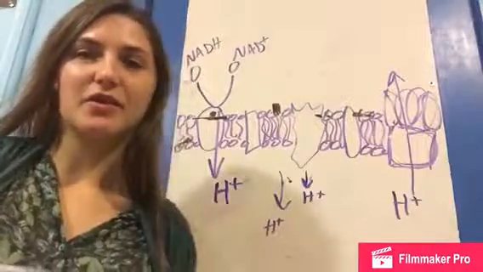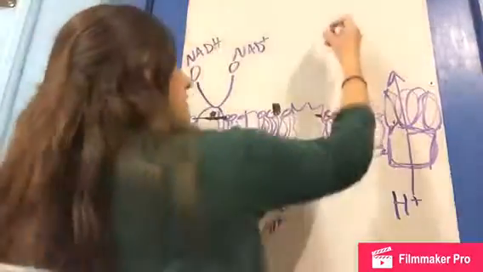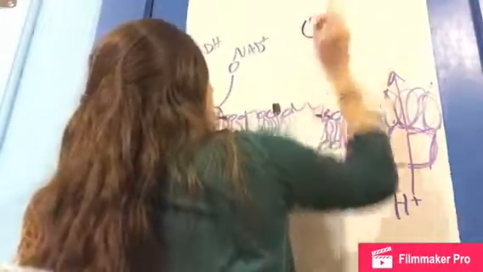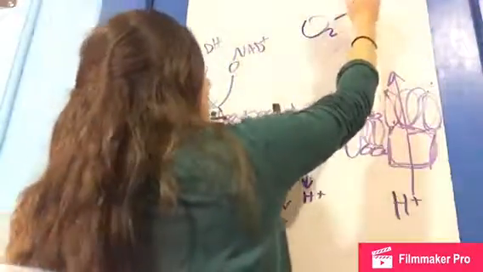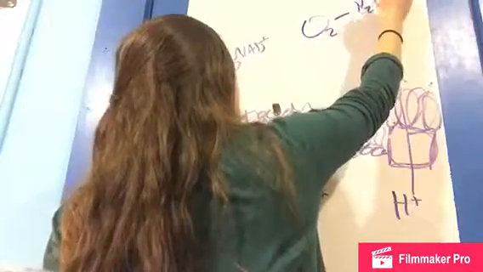So at the end of this cycle is when oxygen is used. Oxygen, O2, combines with the H+ that come from here, and it creates 2 molecules of H2O.